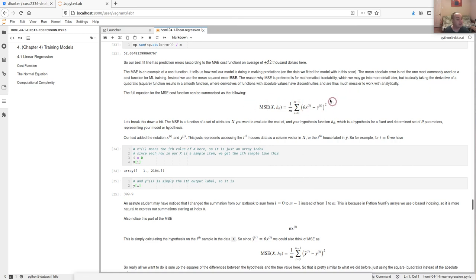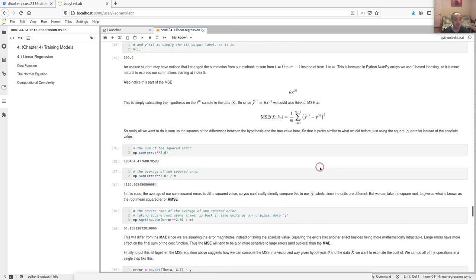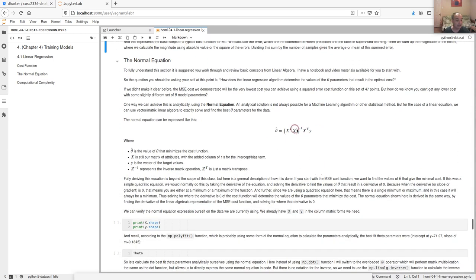But if you knew how to take the derivative of this cost function, you could find an exact solution, right? And that's really what the normal equation is. So we've taken the derivative of the root mean squared cost function, and we came up with this expression, and then we set the derivative to zero, and then we solved for theta.